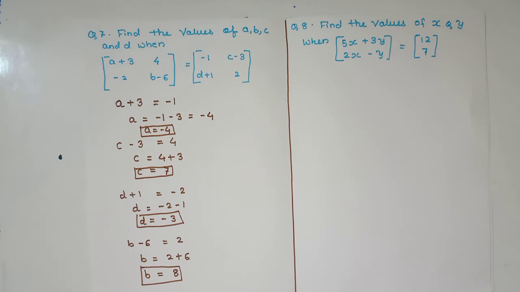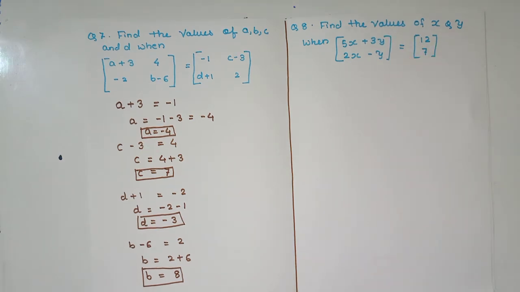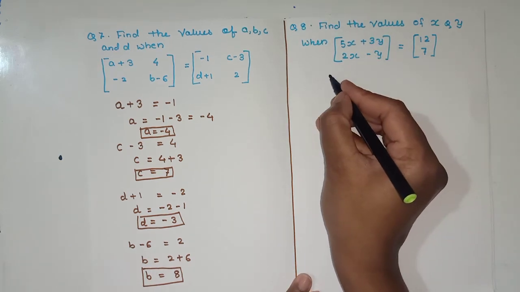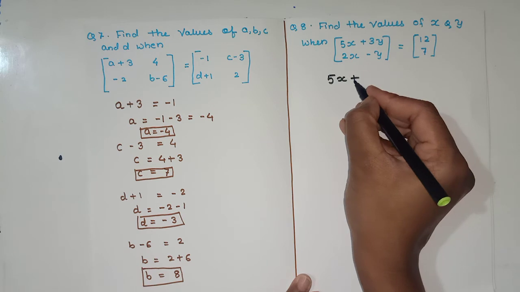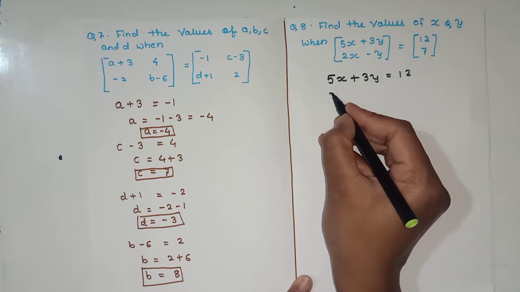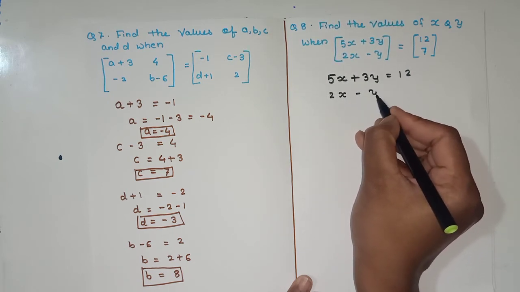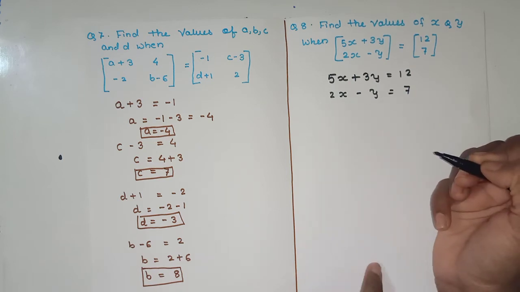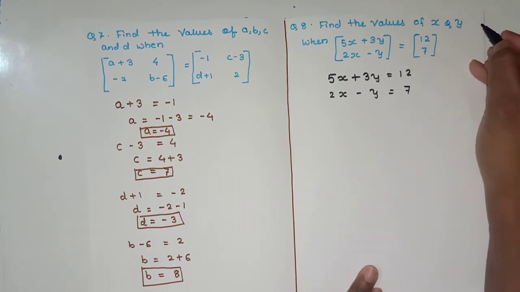Now let's see this problem. Question number 8. Find the values of x and y, when the matrix 5x plus 3y, 2x minus y equals the matrix 12 and 7. Here also, since the equality sign is there, each of the corresponding elements are equal. So 5x plus 3y equals 12, and 2x minus y equals 7. We have to find the values of x and y.